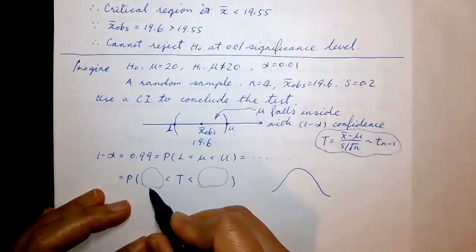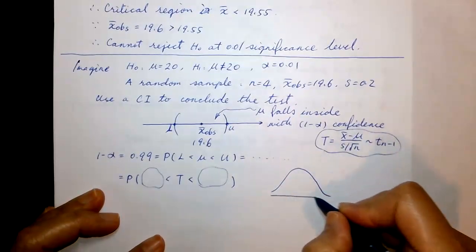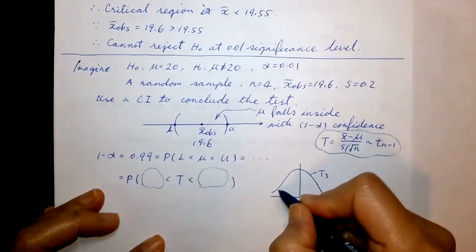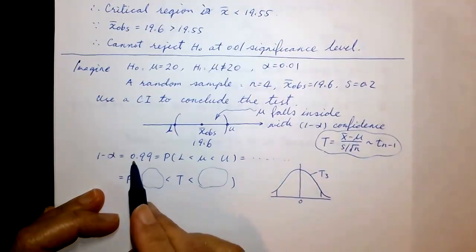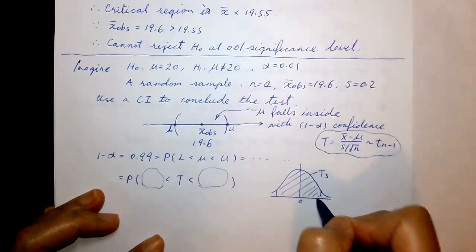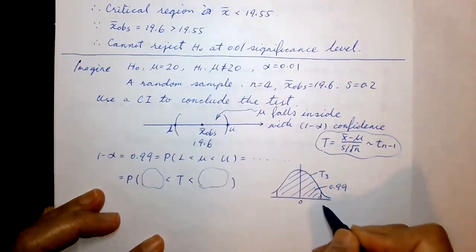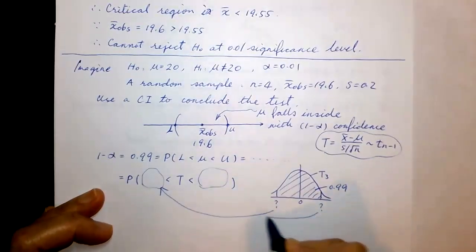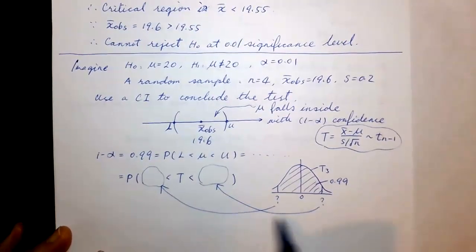Once you have this T, you refer to your T table to find this and that, which give you the probability of 99%. Back to this T: T is greater than something, less than something. It's a very high probability. That's why I have the main body covered. So find these two and then connect.